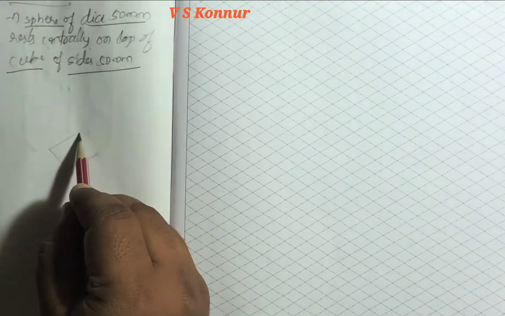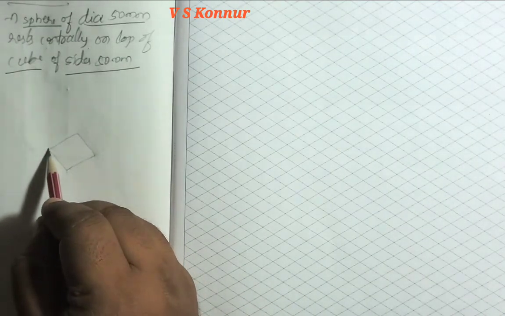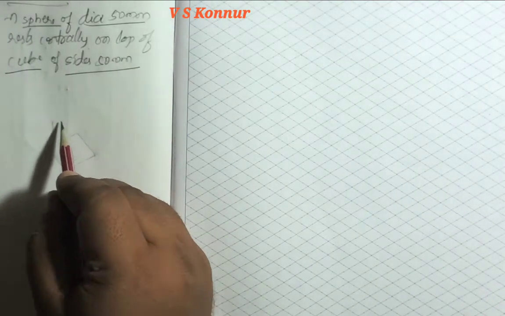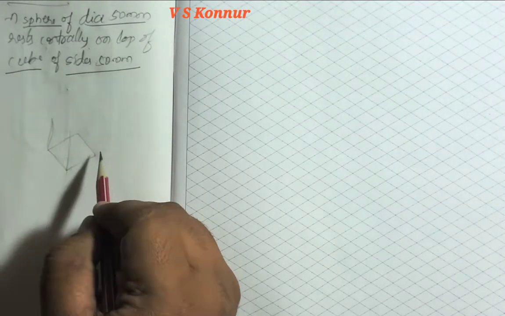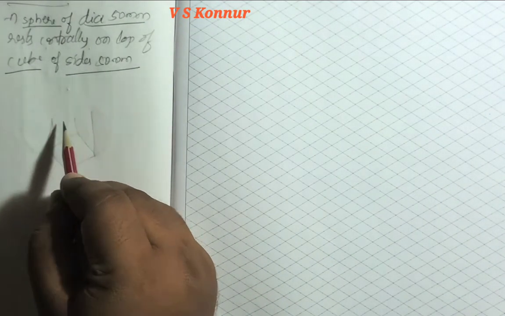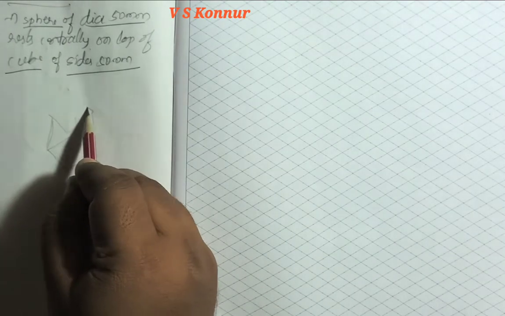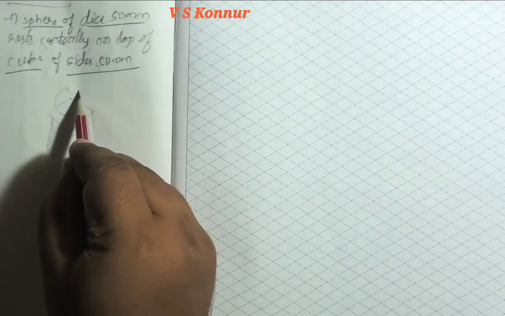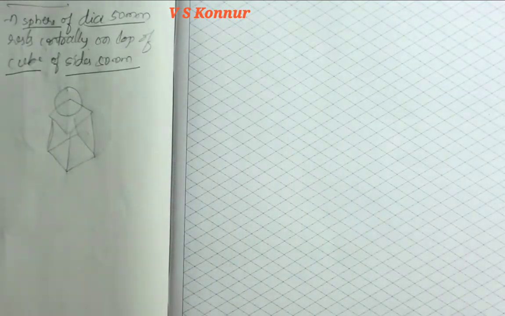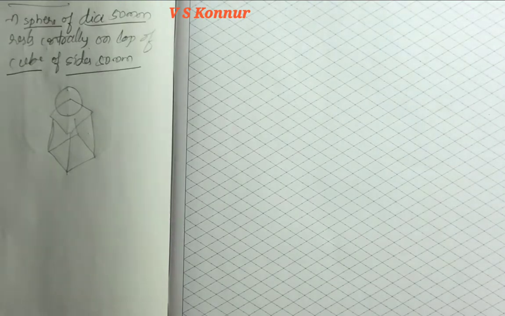Consider this is a cube. Cube means always it has side and height the same. At the top of the cube, a sphere will be there. This is what we have to transfer into a grid sheet, that is isometric sheet.